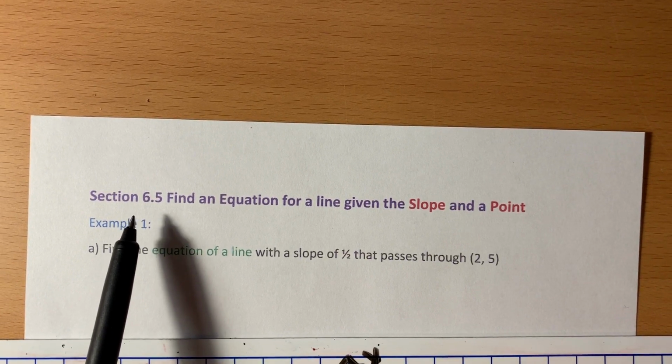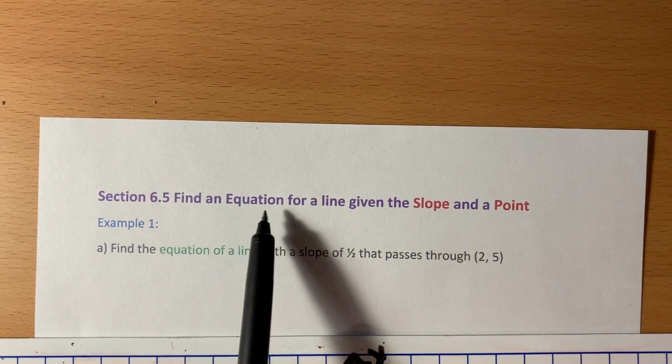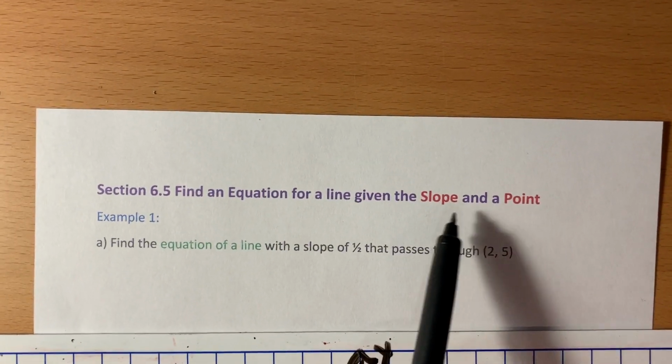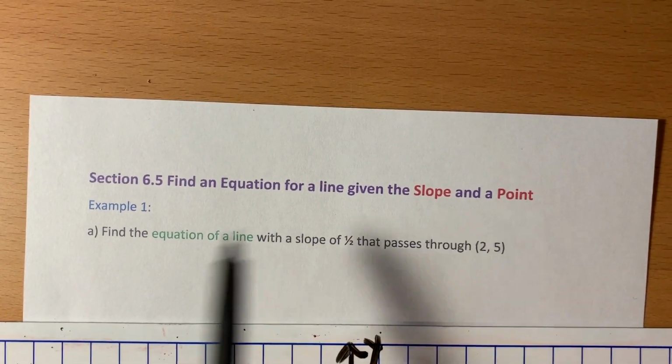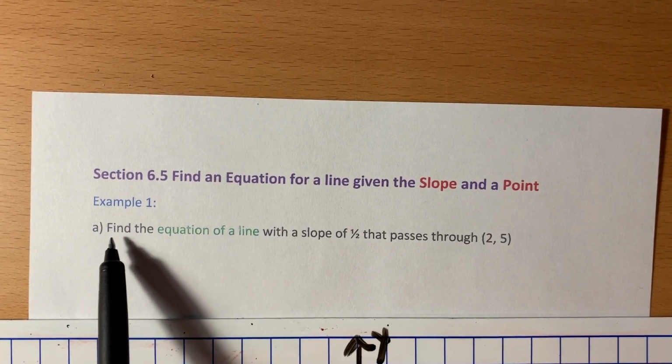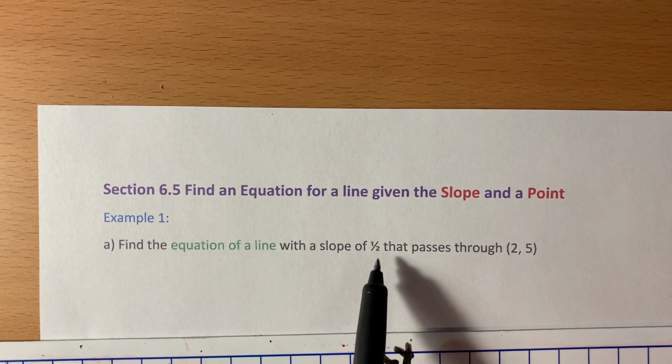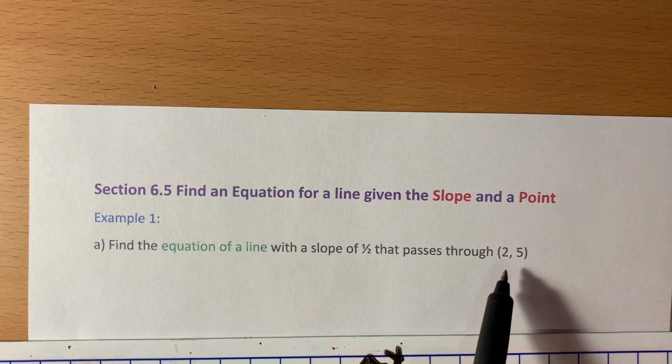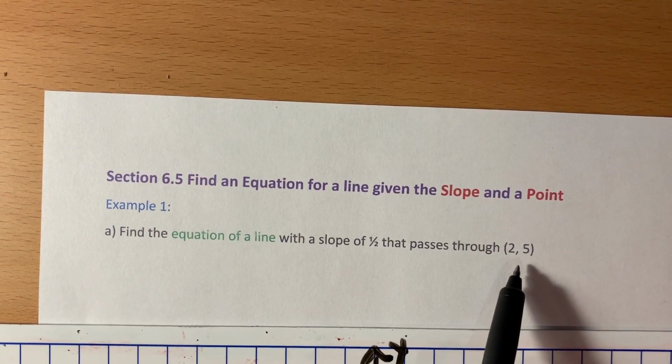So we're looking at section 6.5 where we're going to find an equation of a line, and you're going to be given a slope and a point. Okay, so let's look at the first example. Find the equation of a line. You know your slope is 1 over 2 and it passes through this point, 2 and 5.